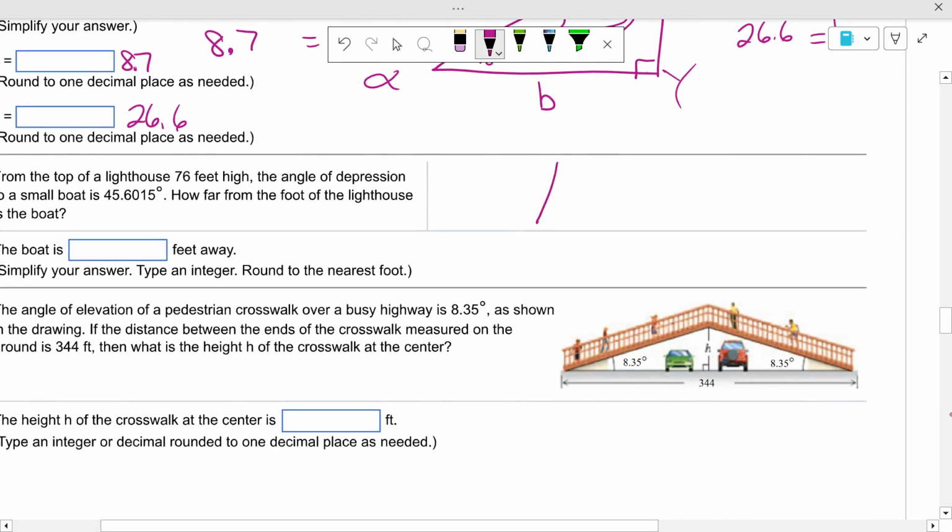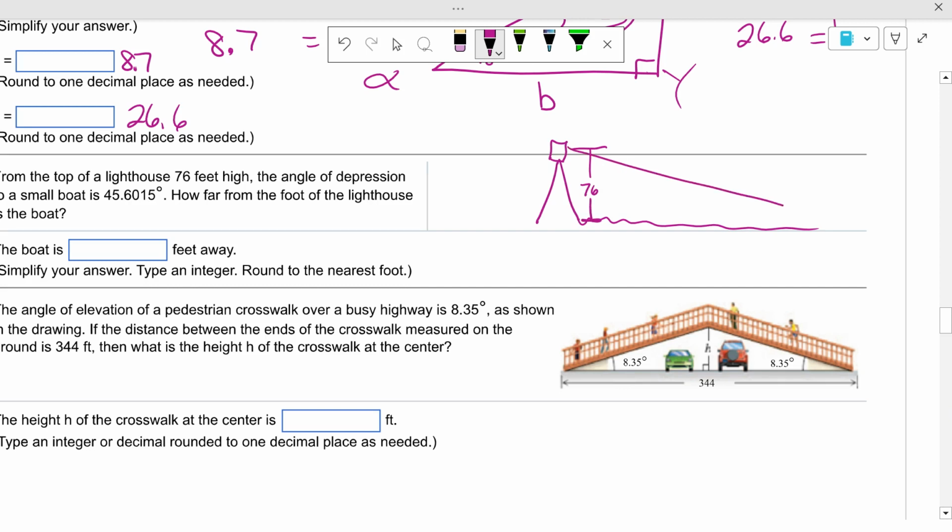From a lighthouse. Here's a lighthouse right on the coast of the ocean. The lighthouse is 76 feet high to the ocean. It looks down upon a boat. Its angle of depression is 45.6015. There's a boat right out here. Okay, here's a little boat. How far is the boat from the base of the lighthouse? This side of the triangle.